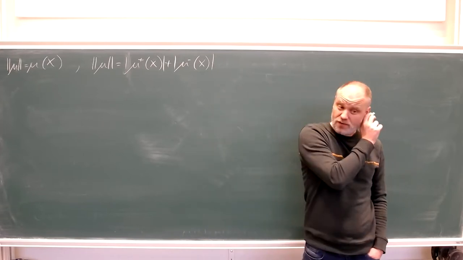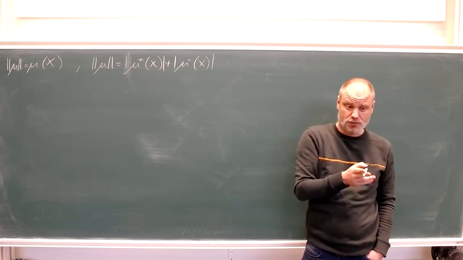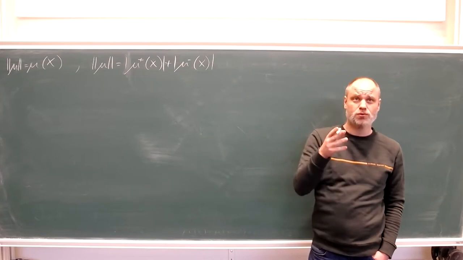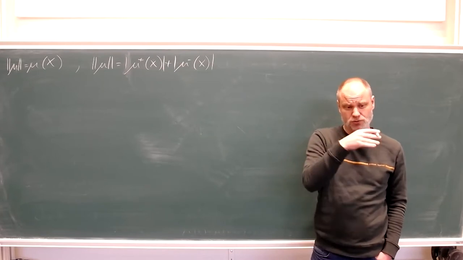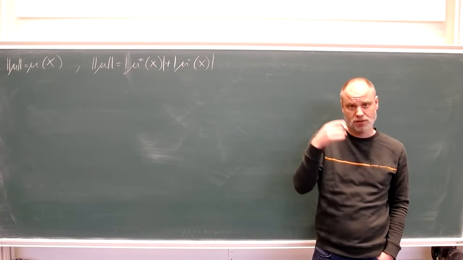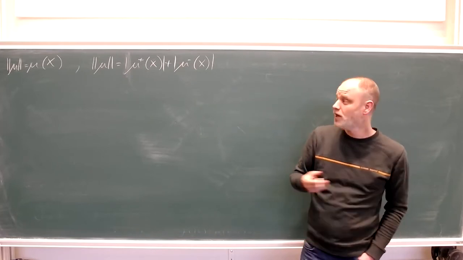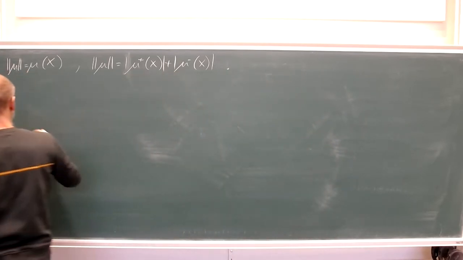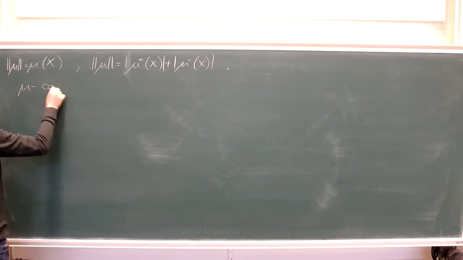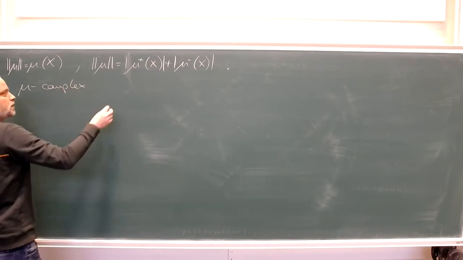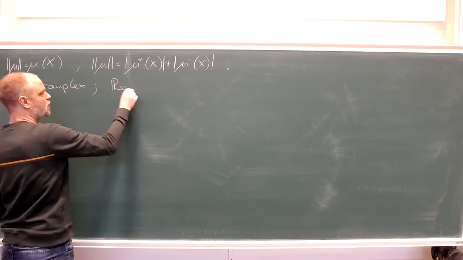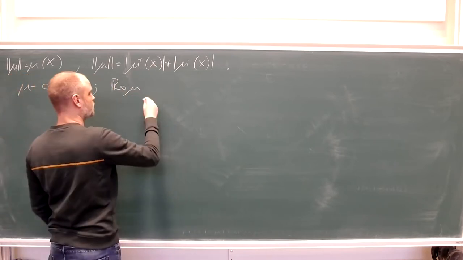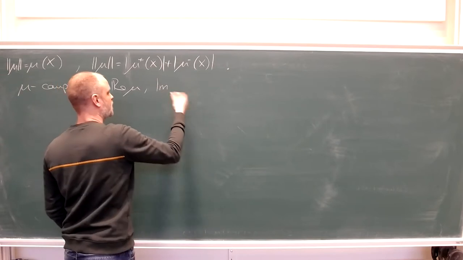But what if we have a complex measure? Let's get back to those guys. So first of all, I gave you a formula for complex measures. You can write it as a sum of four different non-negative measures. Let's see that we can do that now. So if mu is complex, then the real part of mu is a signed measure, as well as the imaginary part of mu.